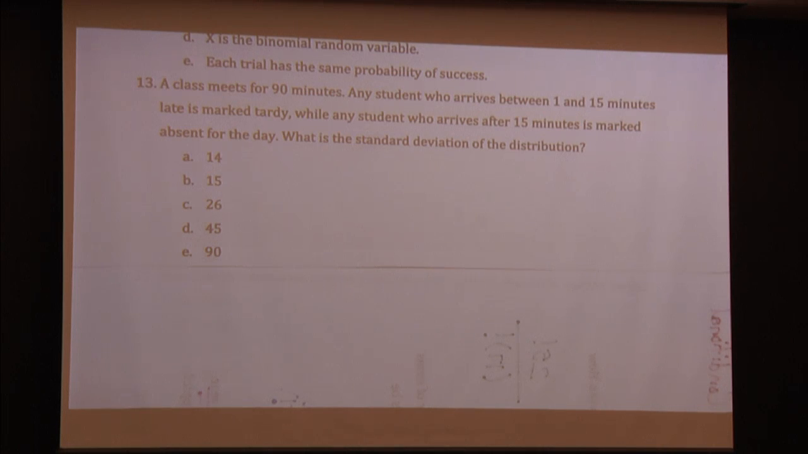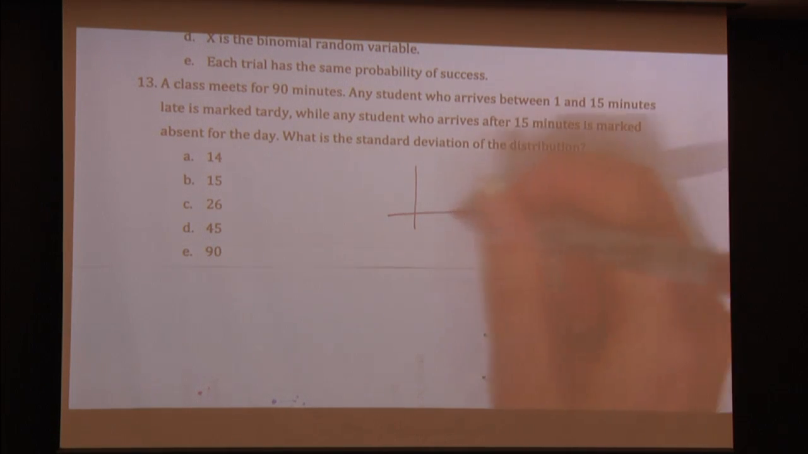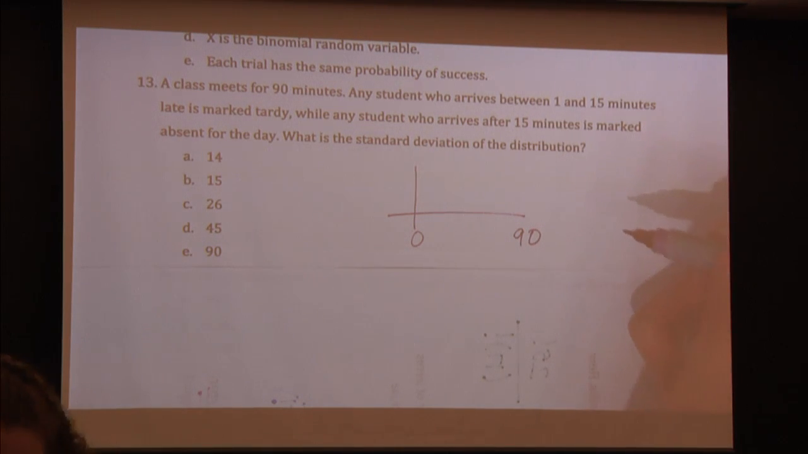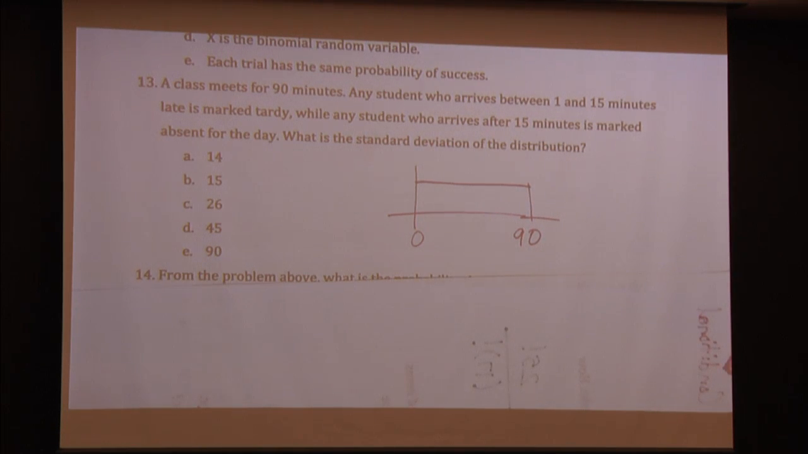So the class runs from minute 0 to minute 90. And the students can arrive anywhere in there. So I heard uniform. So sort of when you look at that shape, what does the formula look like for the uniform to find the standard deviation?